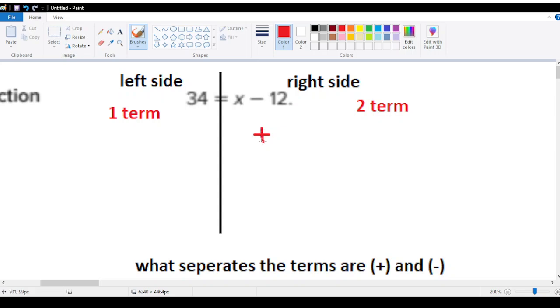Plus. So I'm going to say plus 12 in order to eliminate that, and the same thing will be done on the second side. Plus 12. Now, this with this will cancel out. Okay? What's left? X equals 34. The x will be left on this side.